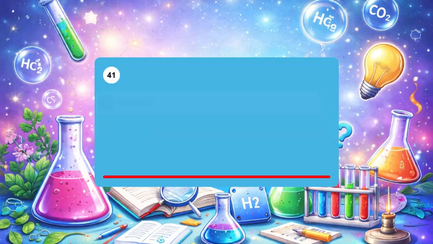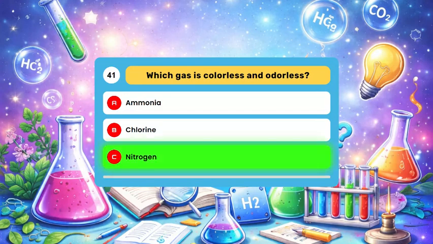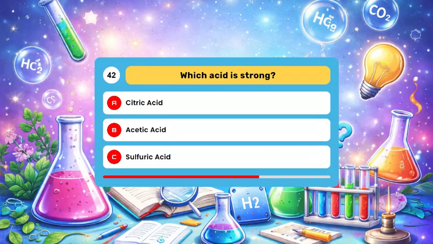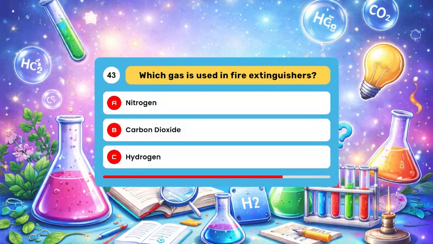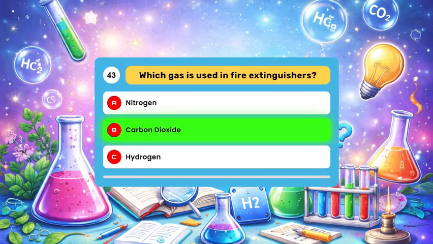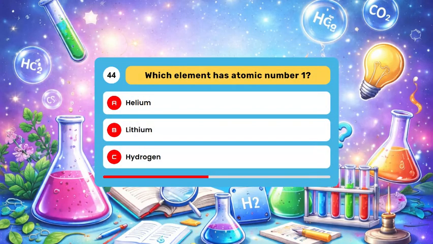Silicon. Which gas is colorless and odorless? Nitrogen. Which acid is strong? Sulfuric acid. Which gas is used in fire extinguishers? Carbon dioxide. Which element has atomic number 1?